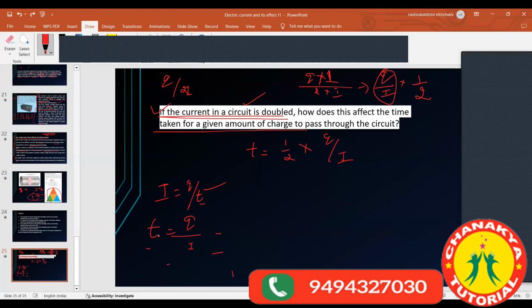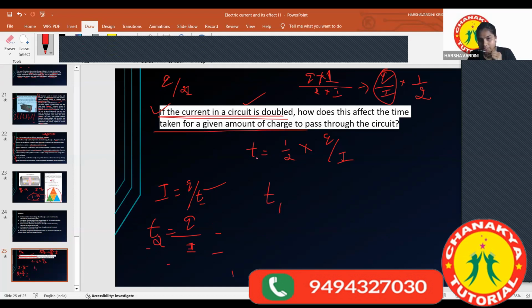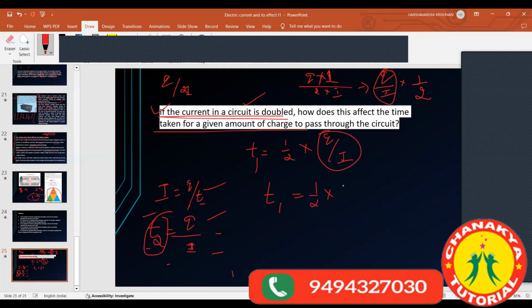Yeah, ma'am. And I am naming this T as T2. Now I know the value of T2 is Q by I. So instead of T, I am naming this as T1. T1 is equal to 1 by 2, and instead of Q by I, I am substituting T2, because T2 is equal to Q by I, so Q by I is equal to T2, vice versa. So instead of Q by I, we can write T2.